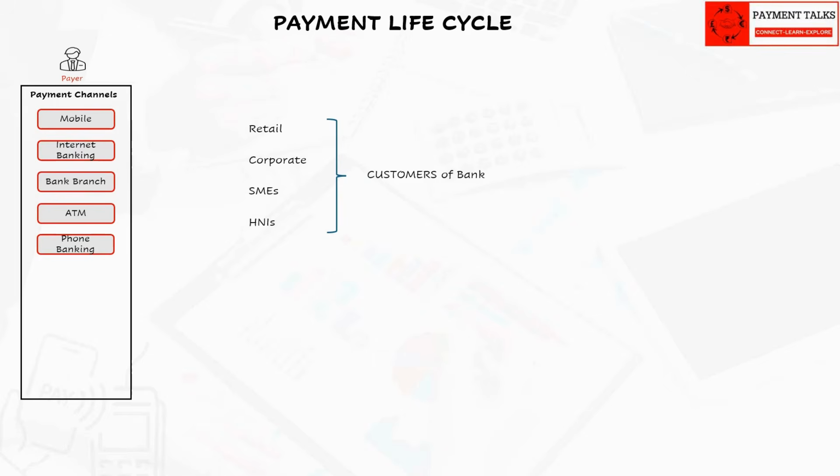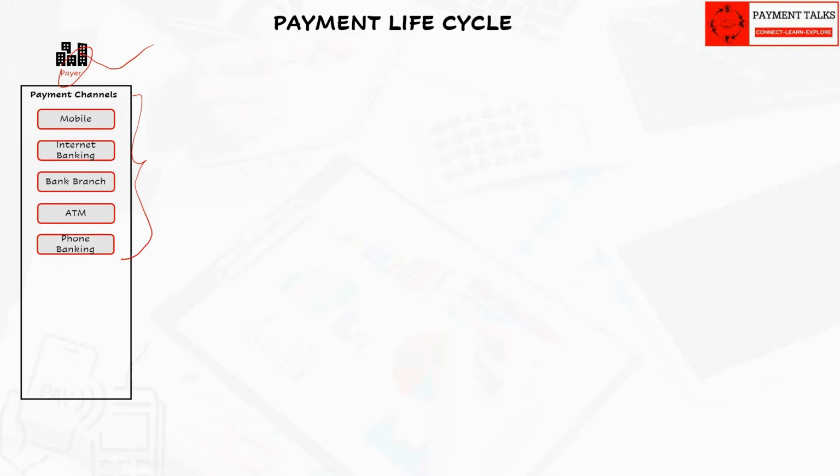Simple, right? Now, coming to the other customer type that we mentioned, corporate. These customers are typically organizations. They have large infrastructures and need to do many payments at once. Just take an example of a large organization which is trying to do salary payments, vendor payments, etc. Now, they cannot initiate these payments one by one via mobile channel or from internet banking, right?